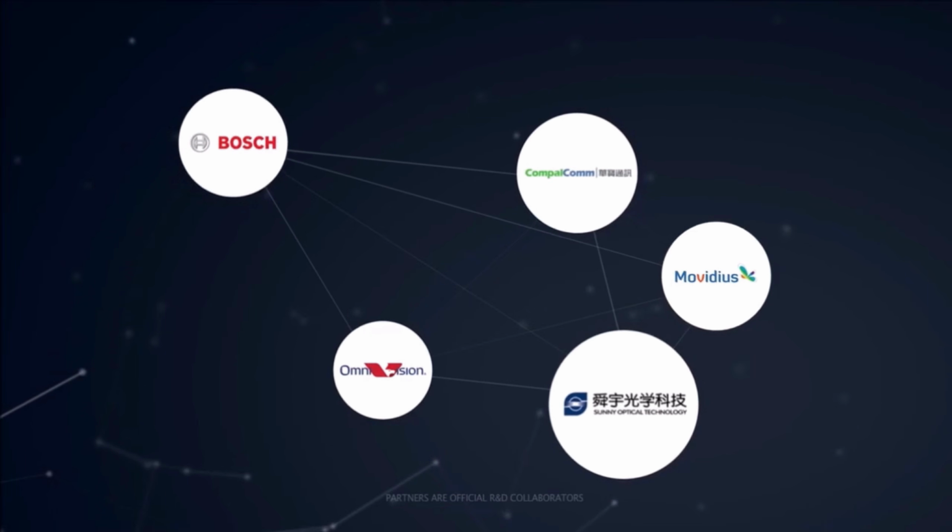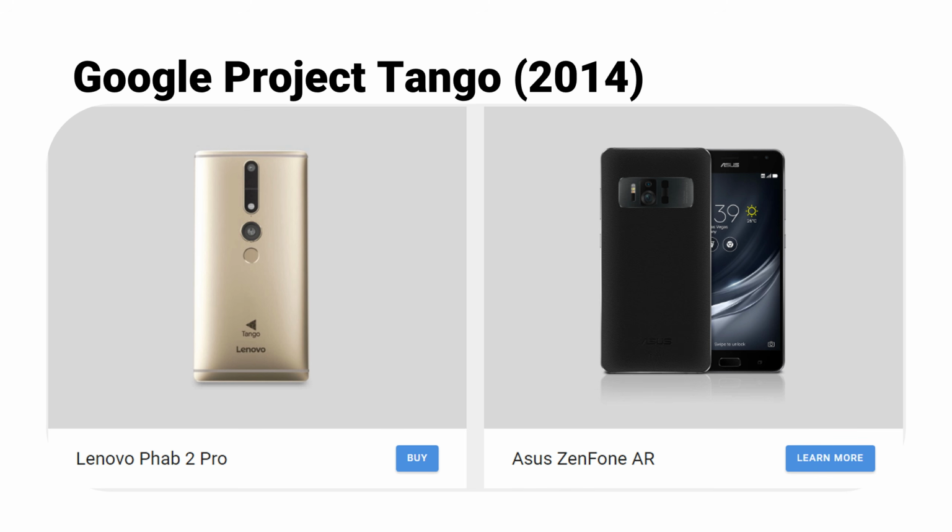So this Google project Tango was spectacular in the sense that they used a simple smartphone grade computer and a couple of cameras and an inertial measurement unit and some depth sensors to be able to locate things in 3 dimensions and to be able to map them. So this was in 2014. They came out with 2 different products, like this Lenovo Phab 2 Pro and the Asus Zenfone AR.